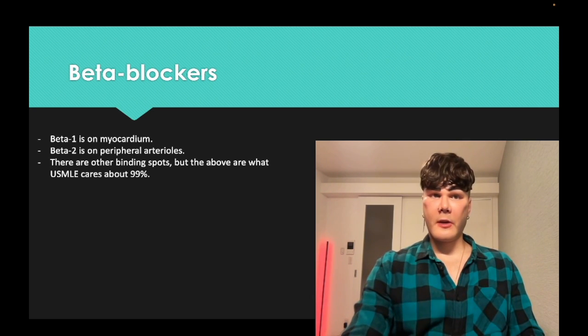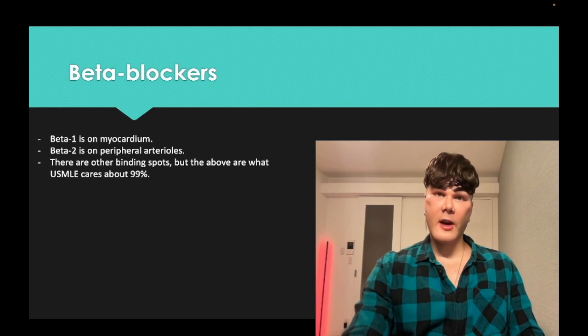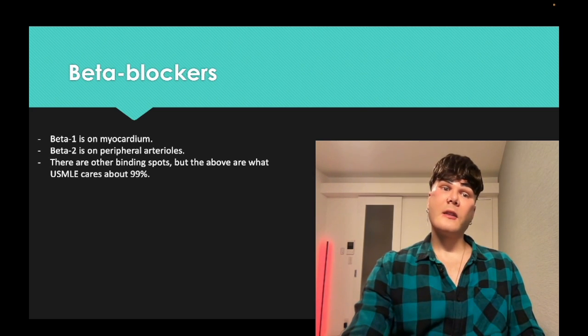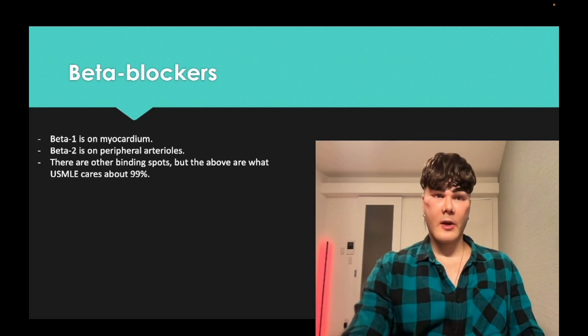Okay, so it doesn't take a rocket scientist to figure out that if you block them, you'd slow heart rate, you'd decrease contractility. If you block beta 2, you're going to decrease dilatation of peripheral arterioles, okay, decrease diameter. I'm not saying vasoconstrict because I'm just being technical about terminology. It's not active vasoconstriction. It would just be attenuated or decreased vasodilation, all right?